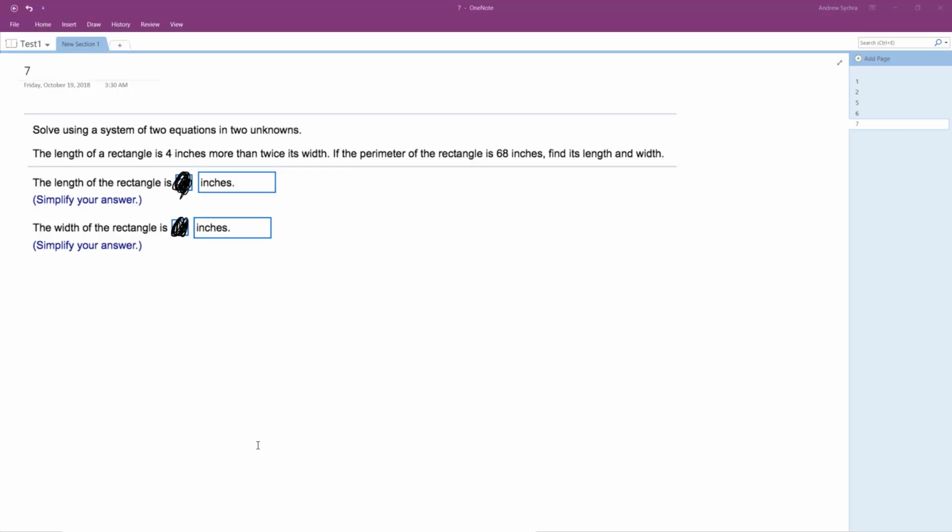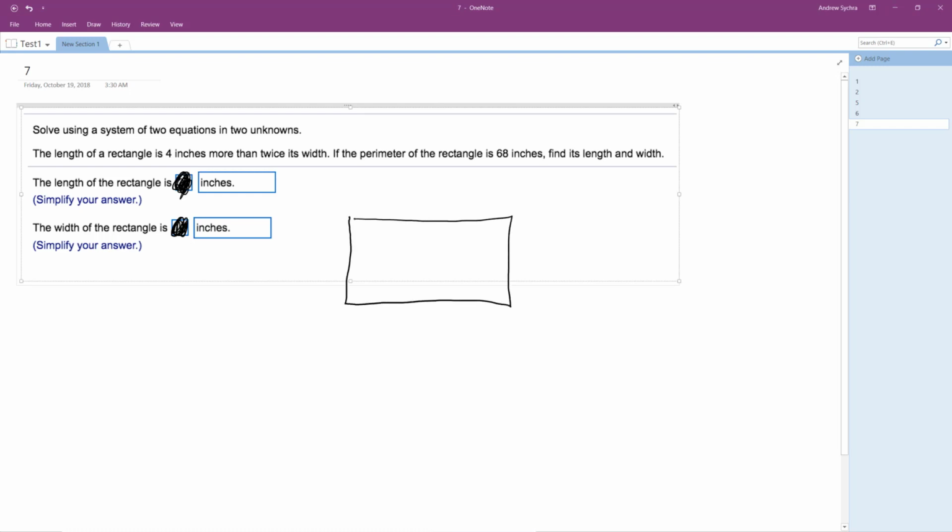All right, so the length of a rectangle is 4 inches more than twice its width. So, making this, we'll go straight off of using the width. We'll just call the width W, and its perimeter is 68 inches. All right, so 2L plus 2W equals 68.